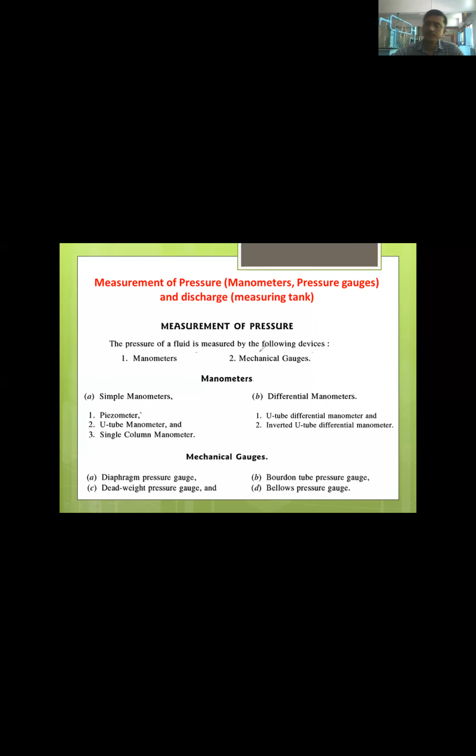So let us first of all understand some basic theory which is required here. Measurement of pressure: fluid pressure can be measured with the help of two devices, broadly classified as the manometer and the mechanical gauges. In manometers again we have simple manometers and differential manometers. You are going to learn this in detail in unit number 2; I am just giving an overview here. Then in mechanical gauges, we have different types, like the diaphragm pressure gauge, the Bourdon tube pressure gauge, the dead weight pressure gauge, and the bellows pressure gauge.